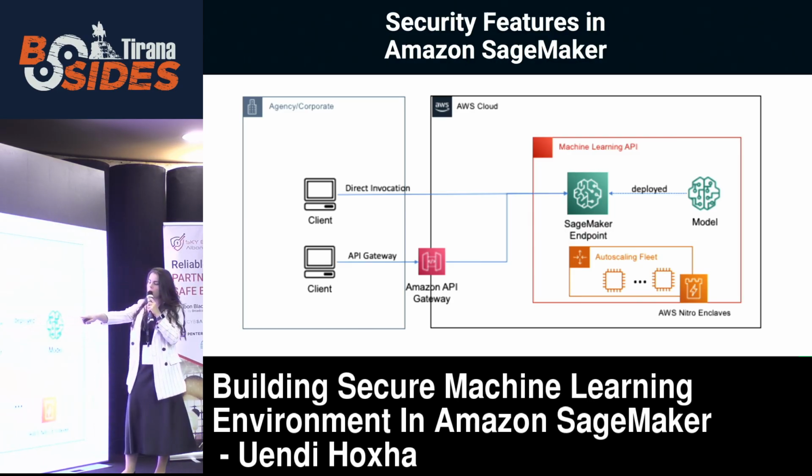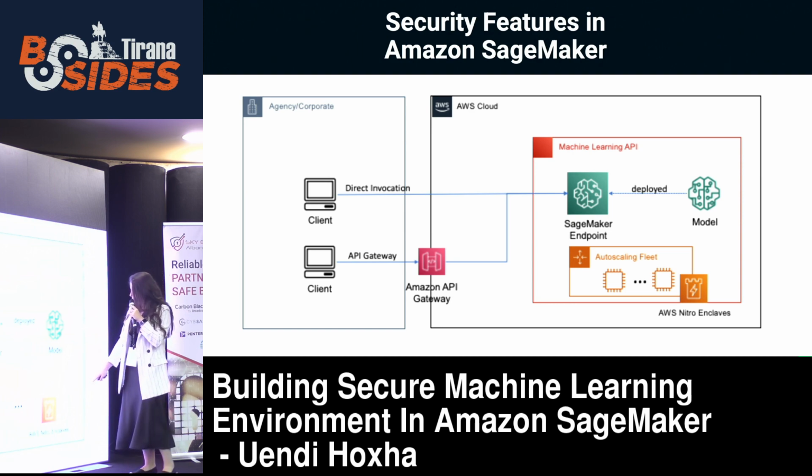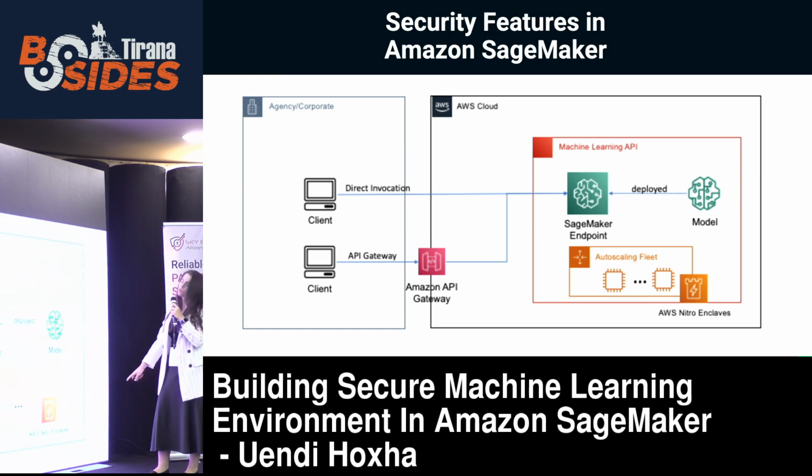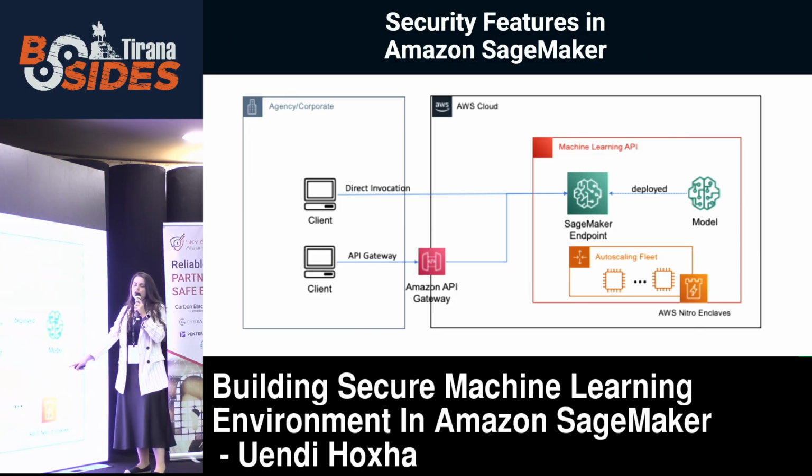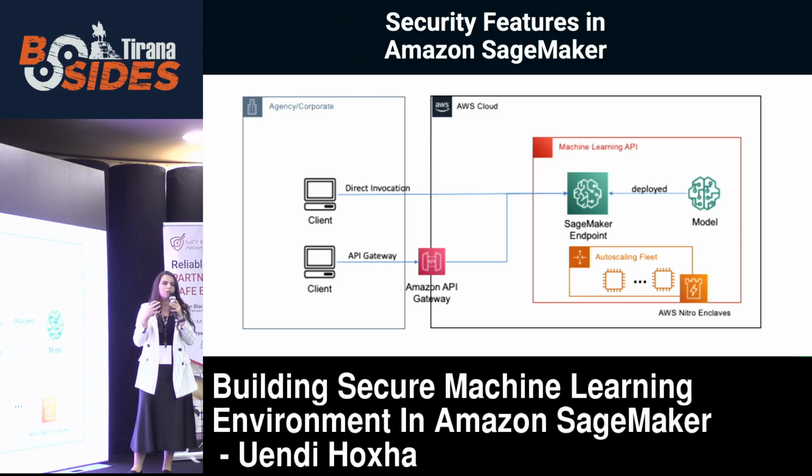Then we have another client, which is using another service, which is API Gateway. And then it will go straight to the endpoint. Here we also have AWS Nitro Enclaves, which is a service. We don't have to go much deeper into details, but we have to understand that this service is used to isolate a part of the model or something that you want to isolate within your project. And later on, we're going to see why that's important.